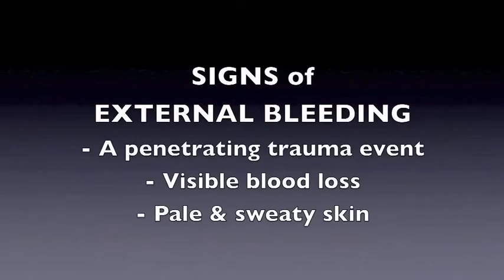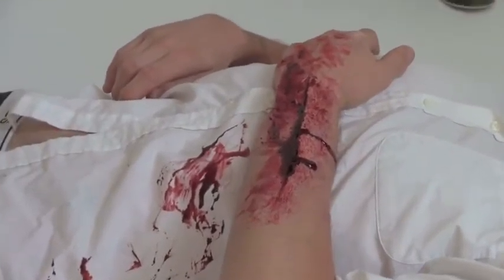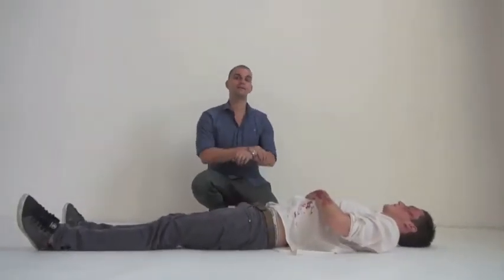External bleeding occurs when you can see the wound where the blood is coming from. Causes of external bleeding may be a cut. Sometimes it may be a stab wound or even a gunshot wound. In external bleeding, you can see the wound and you can see the blood. The treatment for external bleeding is direct pressure and elevation.